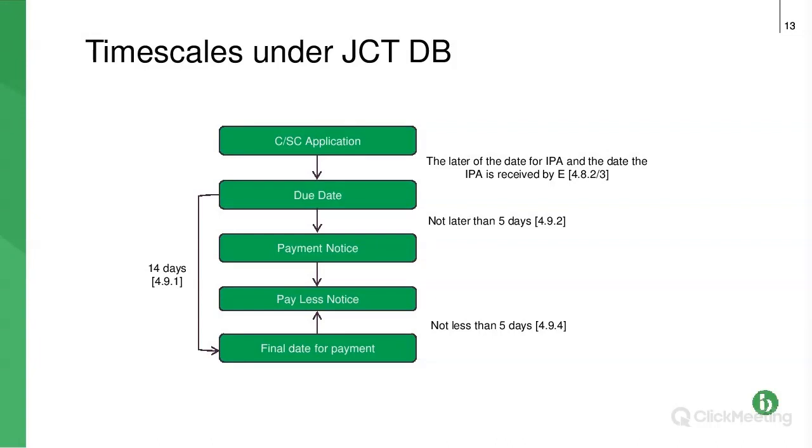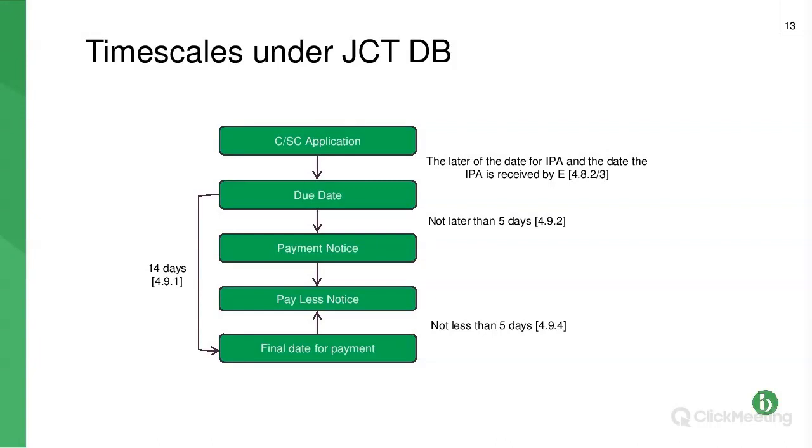Unfortunately, unlike NEC, the JCT provisions in each of the contracts are all slightly different. So I've picked the design and build, but please don't use this as the mechanism that applies to all JCT contracts. They're all slightly different. You could use this as the basis and just put the different timescales and slightly different mechanisms in.